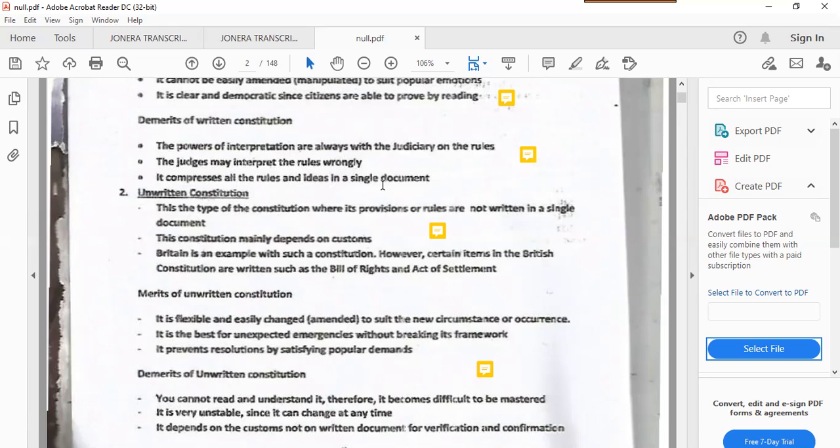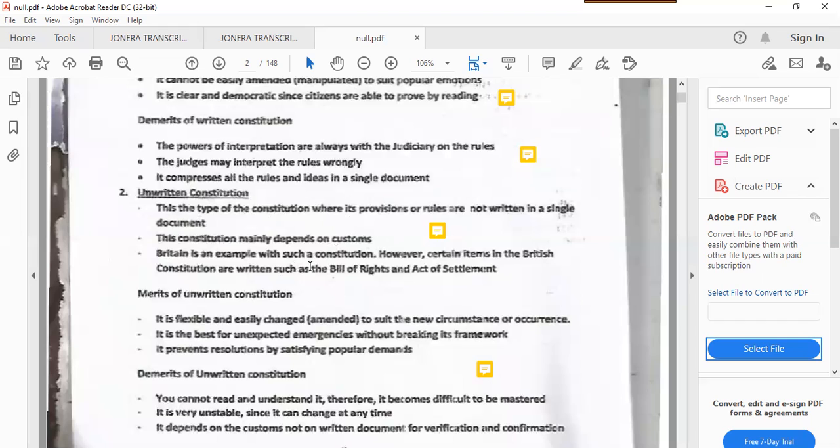So let's go into the second type of constitution, which is an unwritten constitution. By its definition, it's unwritten, which means it's practically not in a document. This is a type of constitution where its provisions or rules are not written in a single document. It has multiple forms of documents, and it mainly depends on customs.